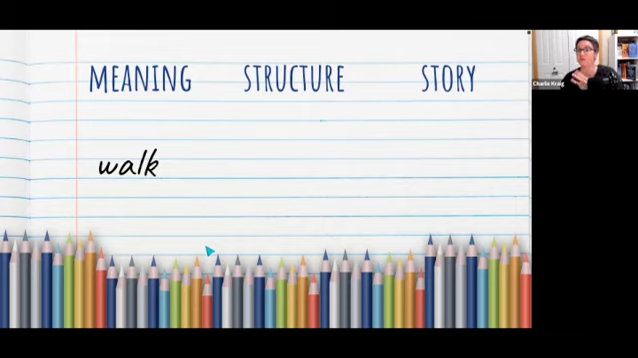Here are 3 sounds, w-ah-k, in that. So I have the W making the w sound. The A is making that ah sound, and the K is making the k sound.